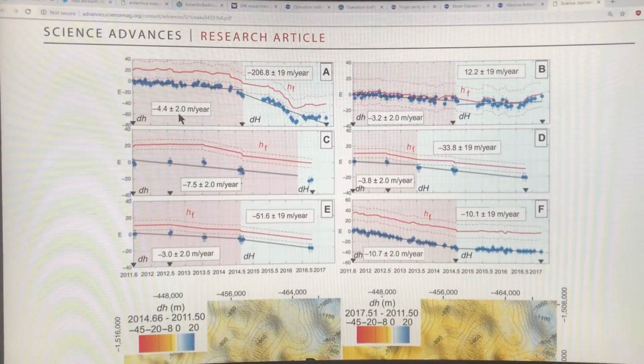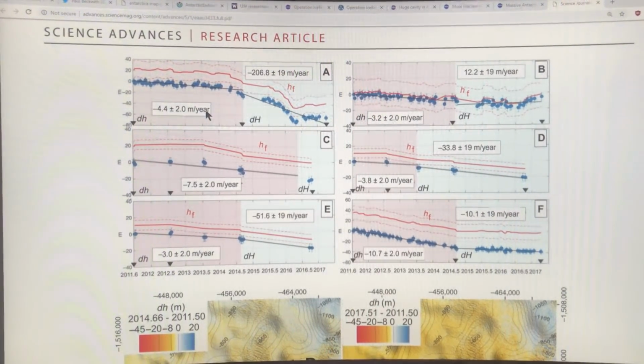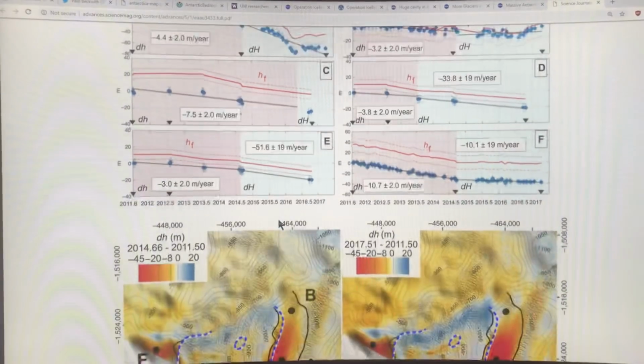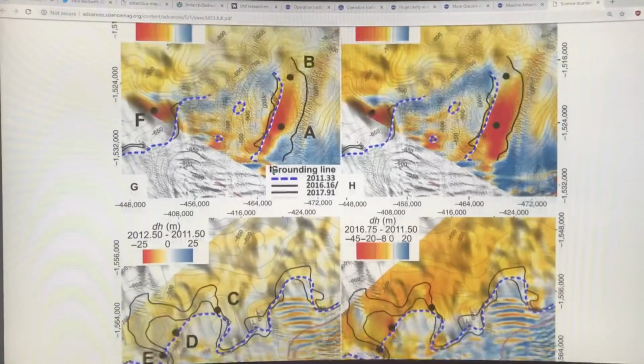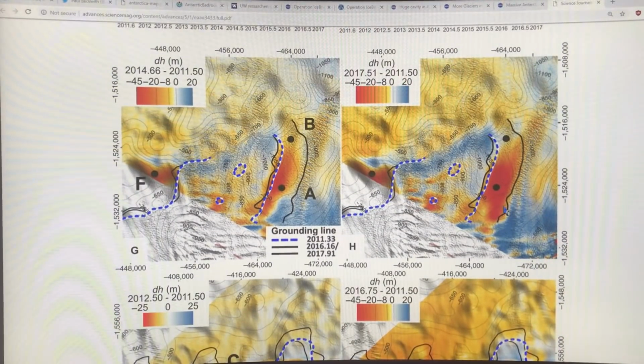and the measurements are here, minus 4.4 meters per year of loss here. But when you convert that into the ice thickness, it's losing 200 meters of thickness per year in this region, okay, which is huge. And you can see the scale of where the ice is being lost. So lots of it being lost here.